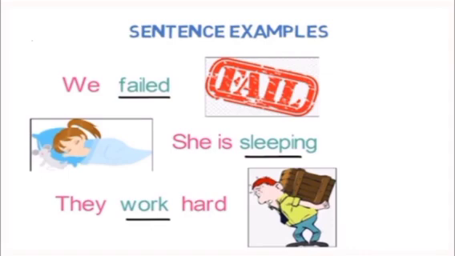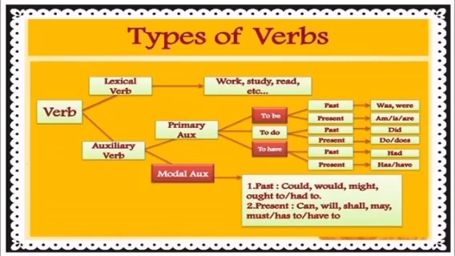Next, we are going to see types of verbs as a whole. Verbs are divided into two types: lexical verb and auxiliary verb. Lexical verb is otherwise called main verbs. Examples are work, study, read, etc. All these words can exist independently and provide complete meaning to the sentence.